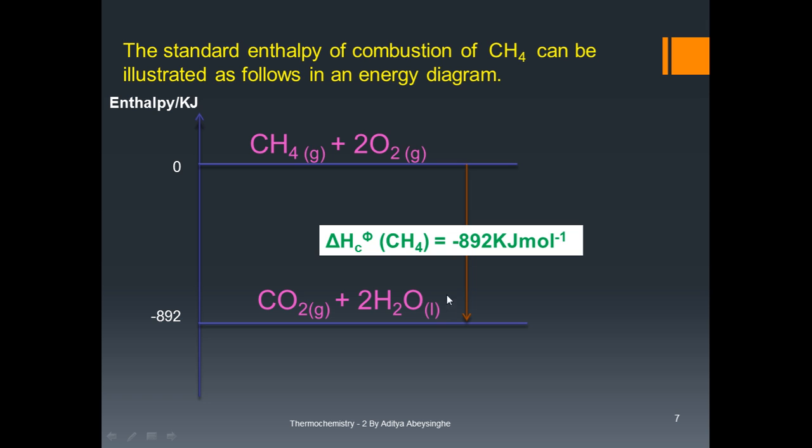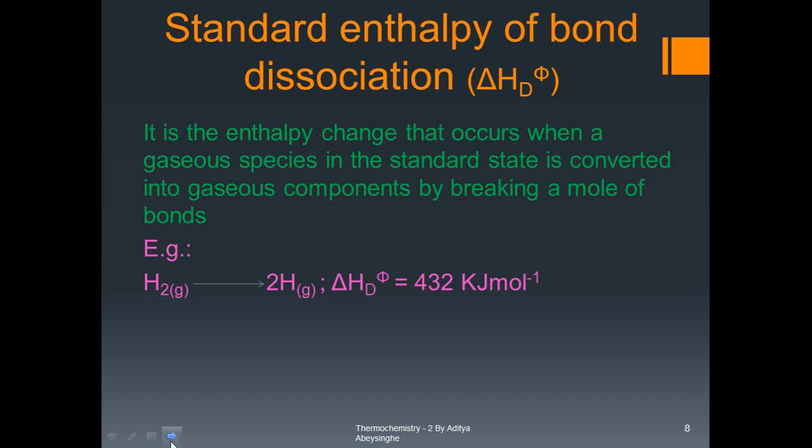So the initial enthalpy of this system is 0. And finally, as I mentioned, we have found that the standard enthalpy of combustion for CH4 is minus 892 kilojoules per mole. So the total enthalpy within the products is minus 892 kilojoules per mole. So we again lose heat, and this is an exothermic reaction. So that's it about the standard enthalpy of formation and standard enthalpy of combustion.